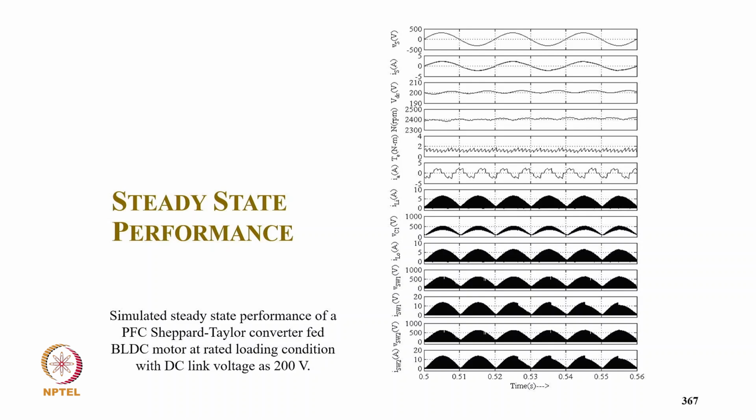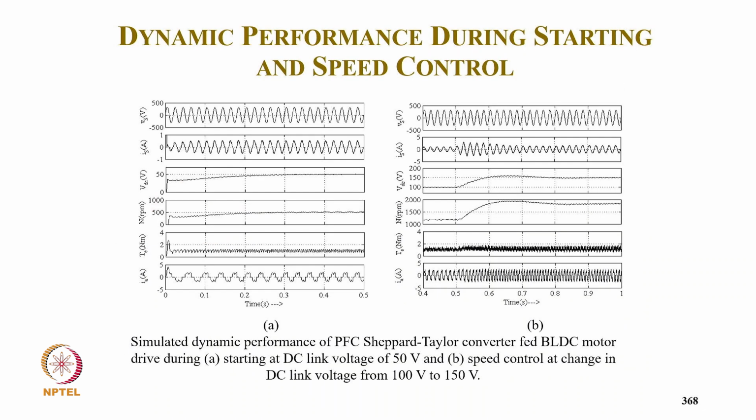With the simulated performance, supply voltage, supply current, you can say supply current is in phase and sinusoidal, then DC link voltage, then the speed, torque, and winding current, and then the input inductor current is discontinuous, capacitor voltage is continuous, output inductor also DCM, and then switch voltage, switch current.